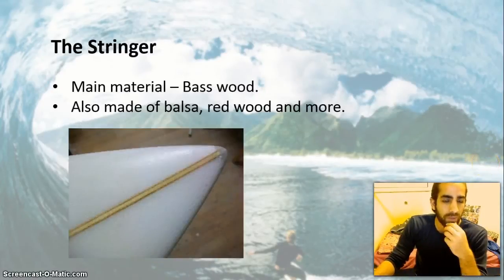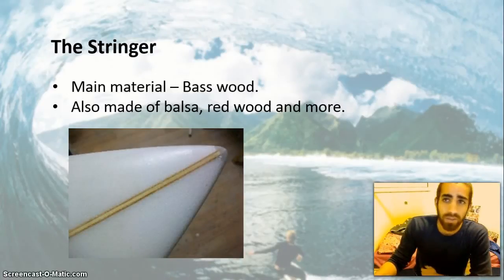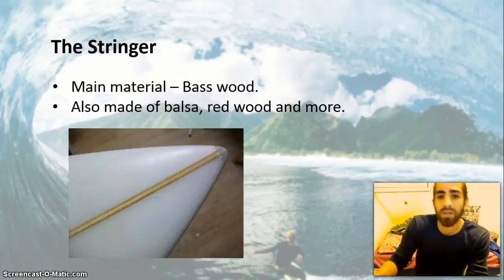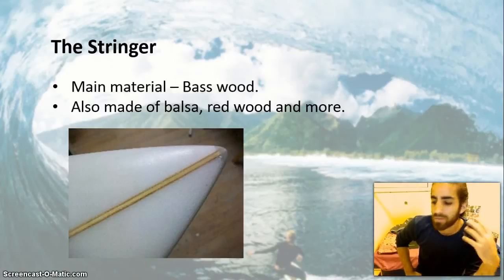Let's look at the stringer. The stringer is the wooden center strip along the board, usually made out of basswood and sometimes made out of balsa or redwood or other wood that's available at the moment, and its purpose is to be the I-beam of the board, stiffening it and making it stronger.